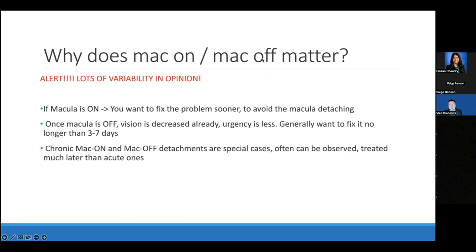Okay, so why does Mac on, Mac off matter? So again, like we talked about, there's a lot of variability. So people are very different in opinion.